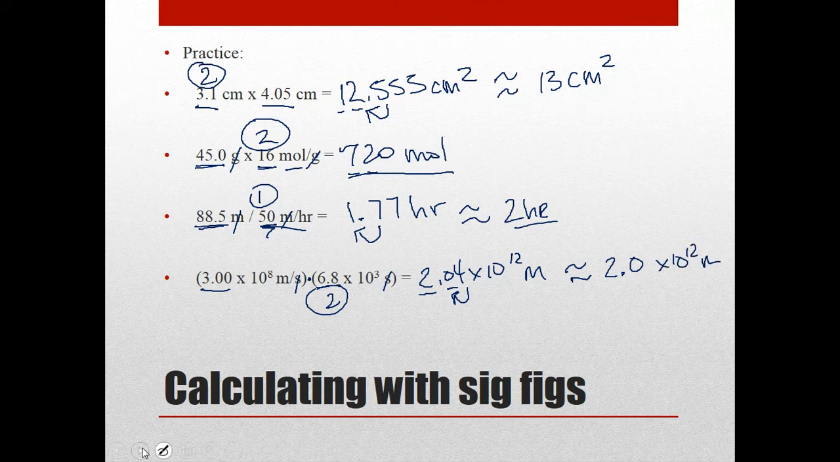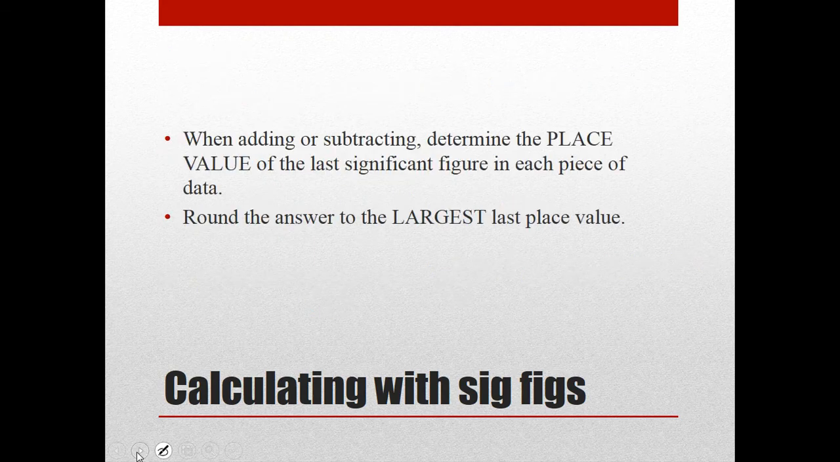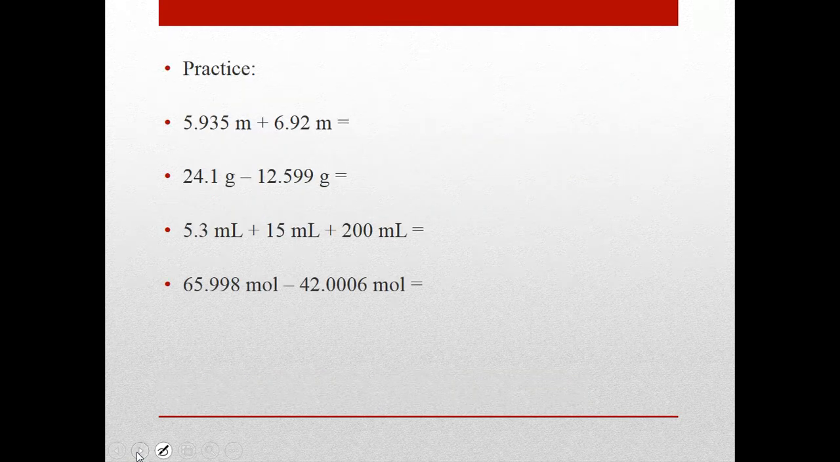So this again is our rule for multiplying and dividing. We have a different set of rules for adding and subtracting. Here we're going to look at the place value of the last significant figure in each piece of data, and we're going to round our final answer to the largest of those place values. So again, go ahead and practice. Pause the video, get these done, come back and check your answers.